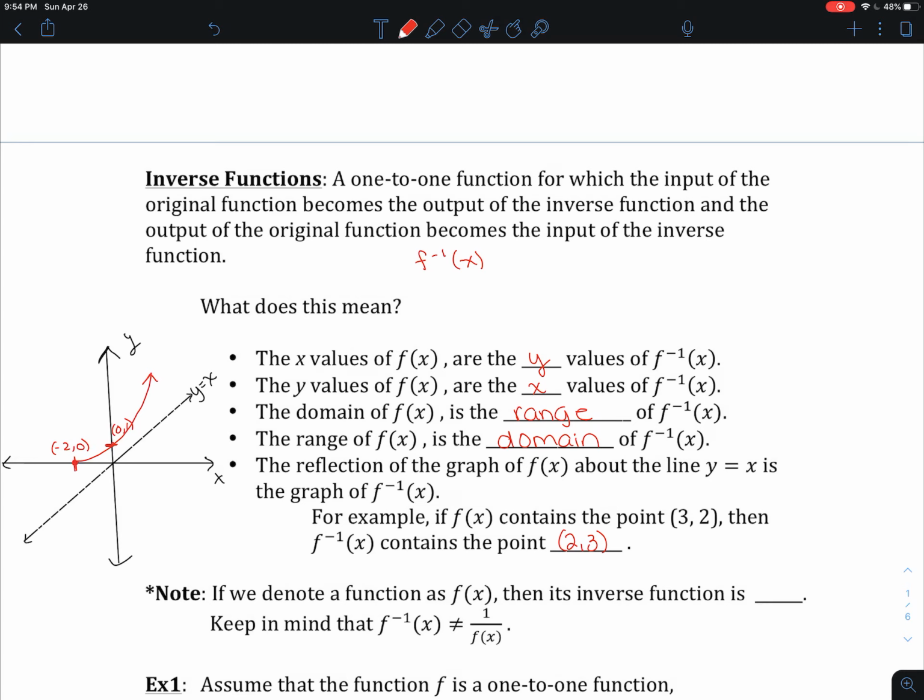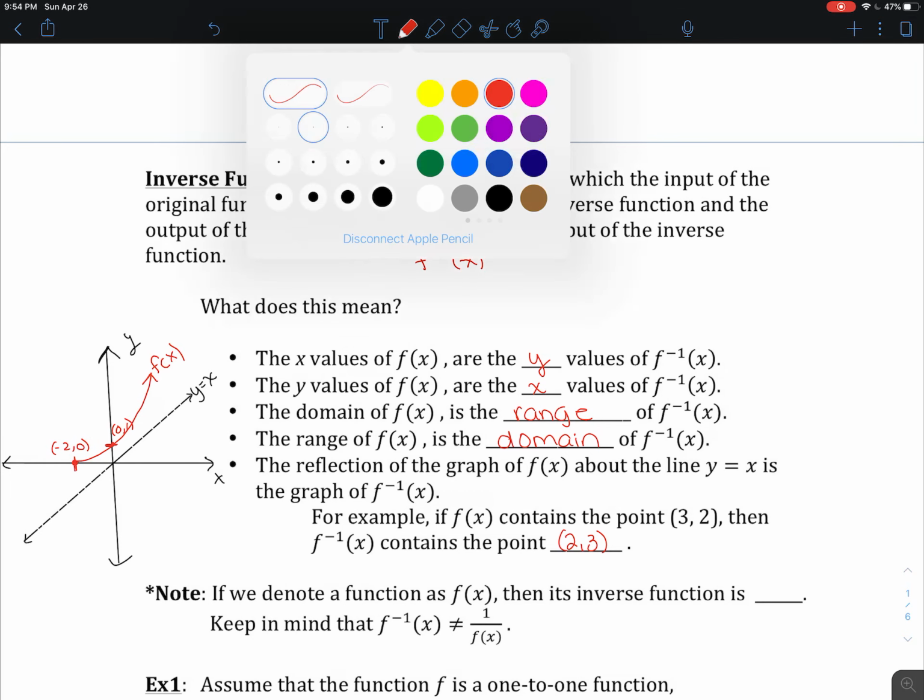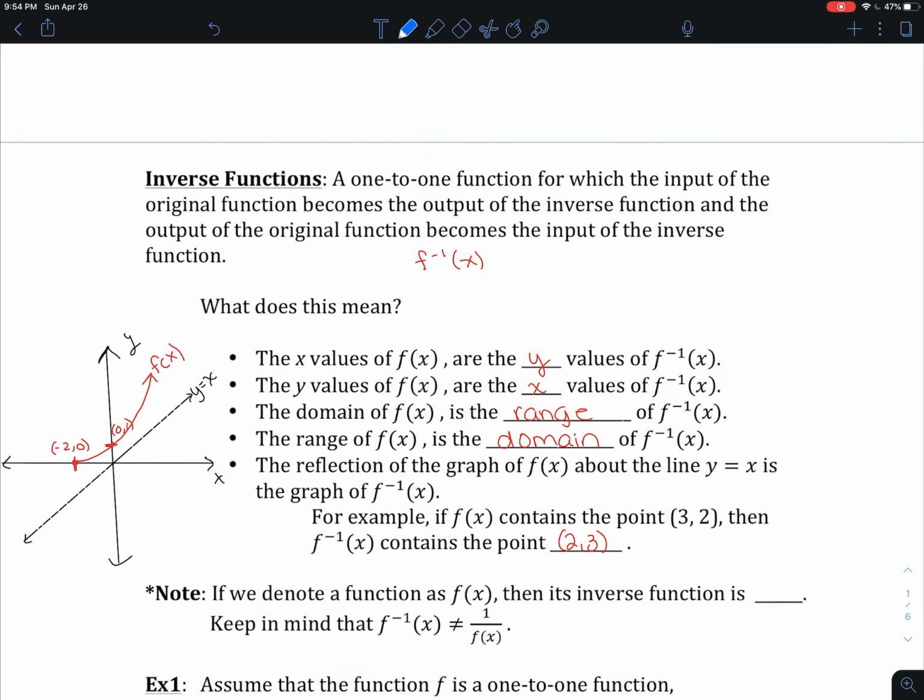Now, if you want to draw the inverse function, let's label this as f of x. We know the inverse function has the point (1, 0), since the function has the point (0, 1). So now we're at (1, 0). We also know that the inverse function has the point (0, -2), so let's say it's somewhere over here. This is what our inverse function looks like. Notice that it reflects about the line y equals x.